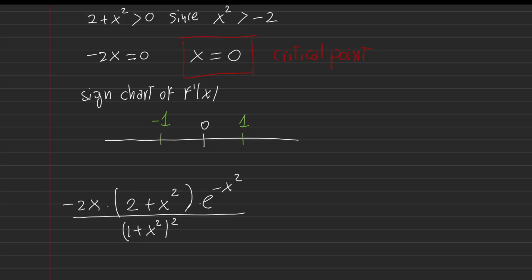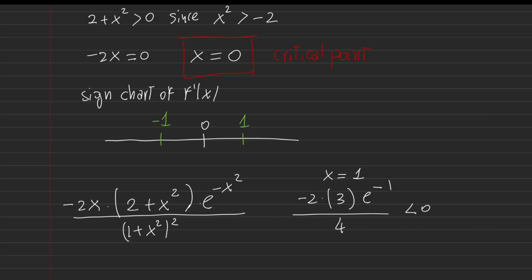Now, for x equal to 1, we have minus 2 times (2 plus 1), which is 3, times e to the minus 1 divided by (1 plus 1 squared), which is 4, squared. Now, this number, I don't know what it is, but it's definitely negative. So at 1, the function is negative. Minus 1, I still have to compute it.